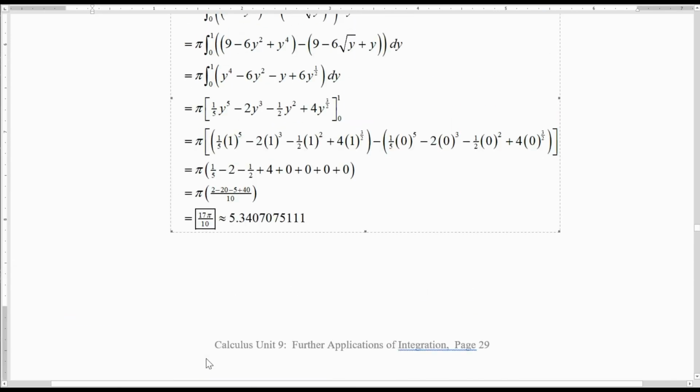All right, so I'm hoping that that helps quite a bit with understanding a little bit about how you set up these types of problems, whether you have washers or shells. It's really time for you to go and do some homework problems now and see what you can come up with. Okay? So happy integrating, happy finding volumes of revolution.